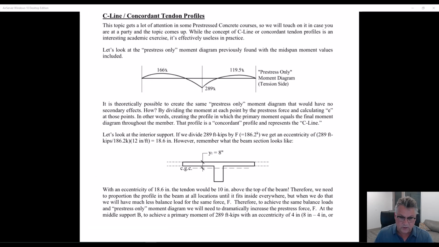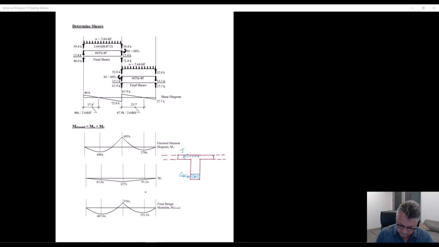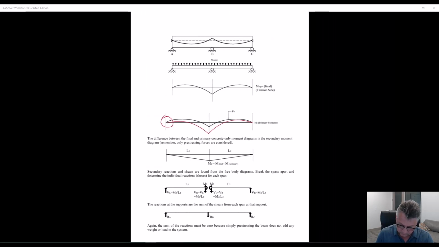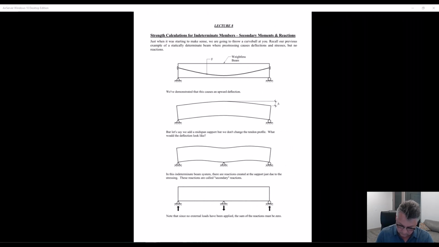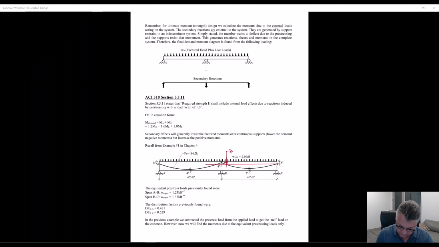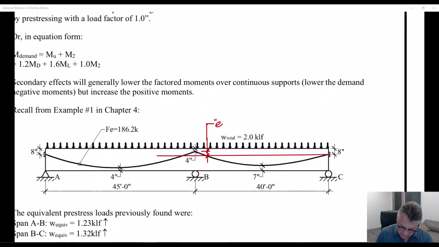So what's the other way to do this? Well, at the midspan of the beam, this is actually the closest that the tendons in this example ever get to the face of the concrete. So this is the tightest dimension we have to work with. It actually matches that dimension.